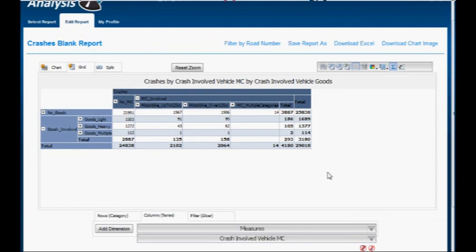So there we are, that's how to use the crash involved dimensions. I've used them in a crashes report here, but of course you could equally well use them in a vehicle or a casualty report, as long as you understand that you are selecting something that's got to do with the crash, not got to do with the individual.